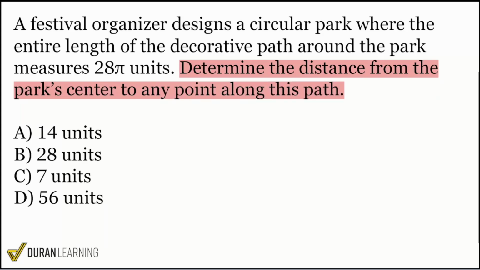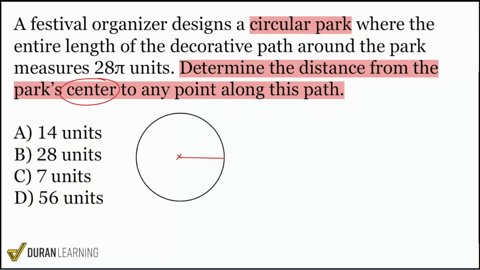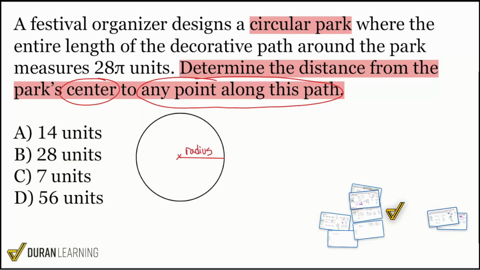Everybody, if we were to draw this out or illustrate this, what are we talking about? If we're trying to talk about this circular park right here, and we're trying to find the distance from the center to any point along the path, what idea are we talking about, my party people? Yeah, that's the radius all the way. We are looking for the radius. From the center to any point along the path, that is radius. That's the number one thing.